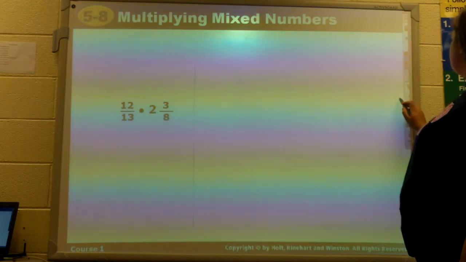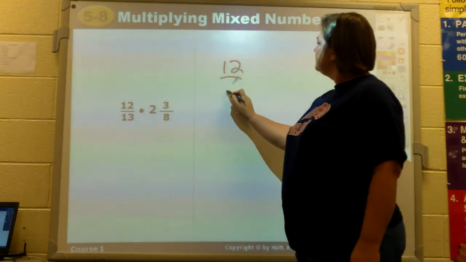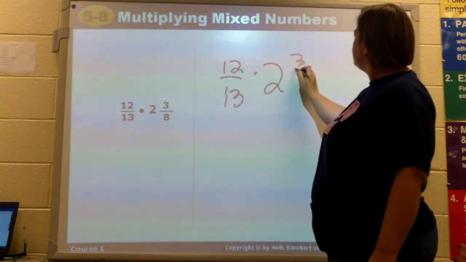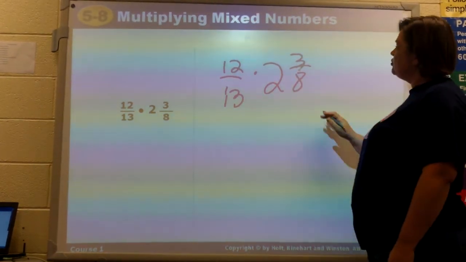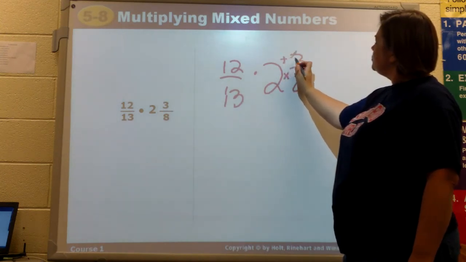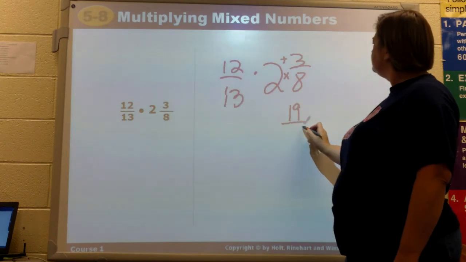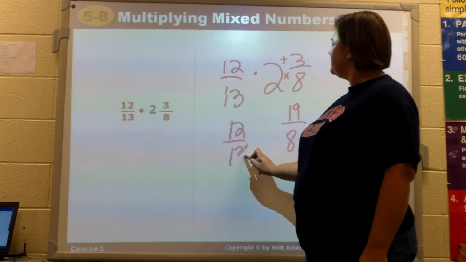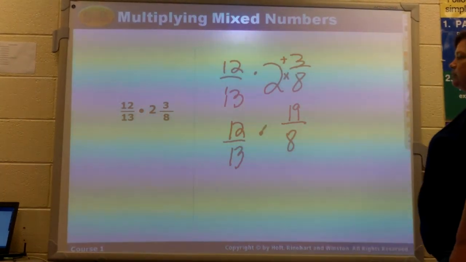Next, 12/13 times 2 3/8. Step 1, change the mixed number into an improper fraction. 8 times 2 is 16, plus 3 is 19. The denominator stays the same. Now I'm going to multiply.